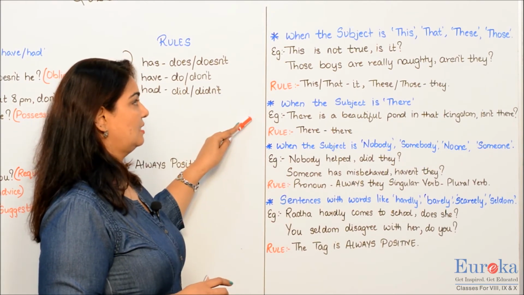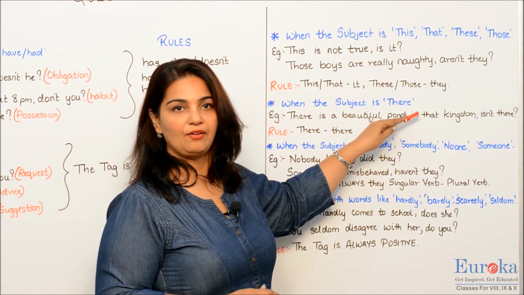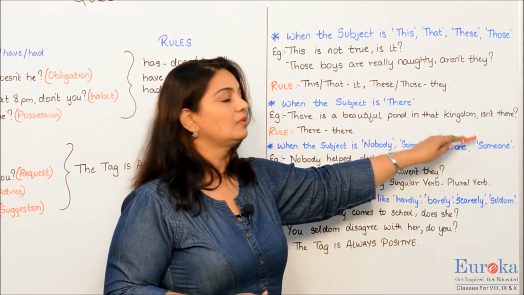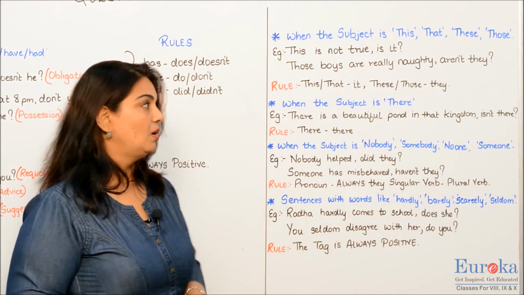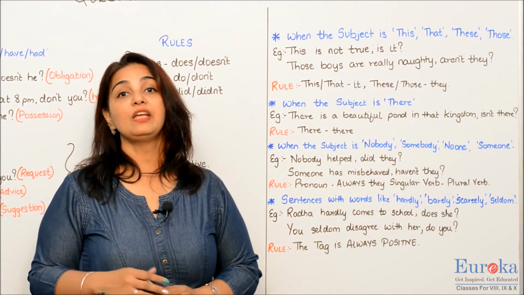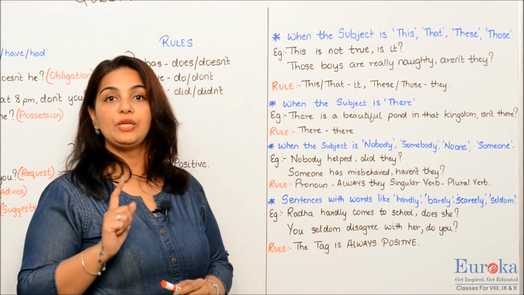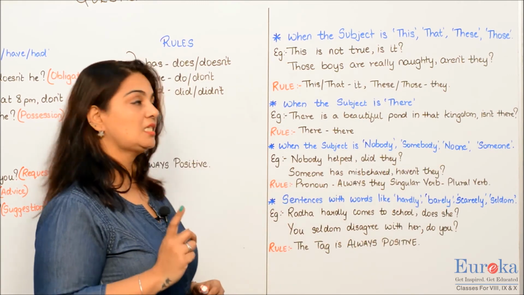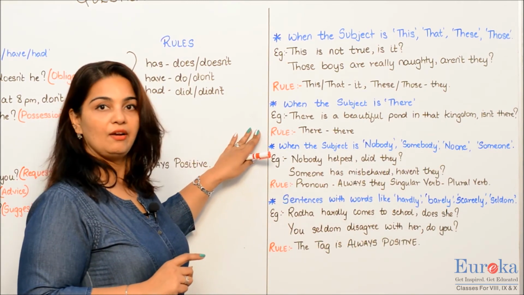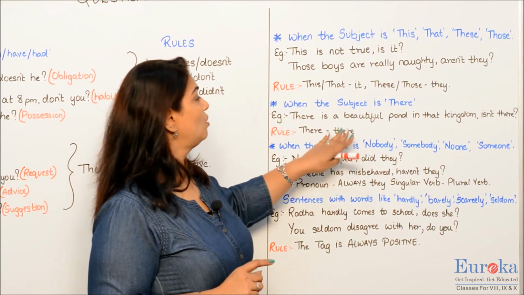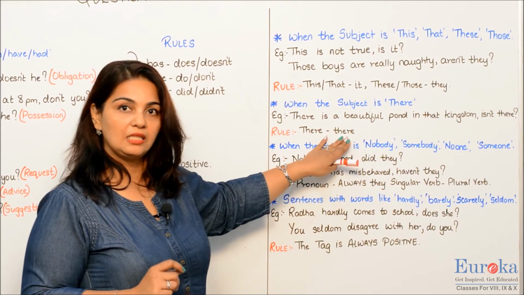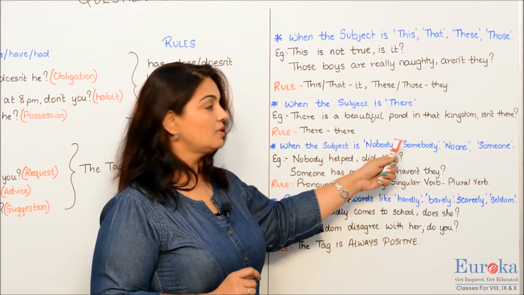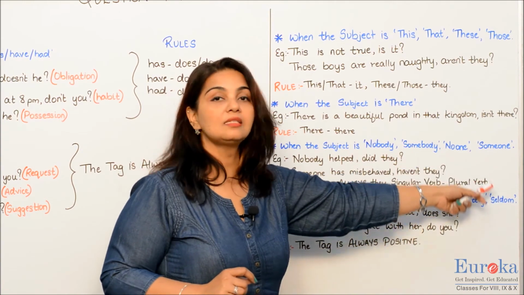Going on to the next, that is when the subject is there. There is a beautiful pond in that kingdom. Isn't there? Now, there means a specific place, a distance. So we do not change the question tag's pronoun and we let it remain the same. That means if the subject is there, the pronoun for the question tag will also be the same, that is there. The next is when the subject is nobody, somebody, no one, someone.